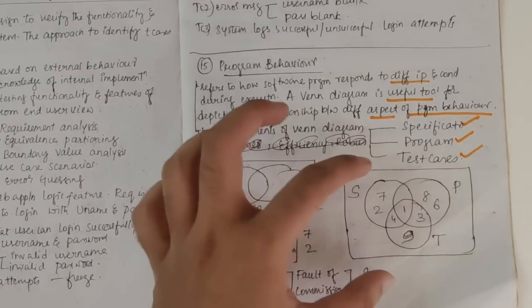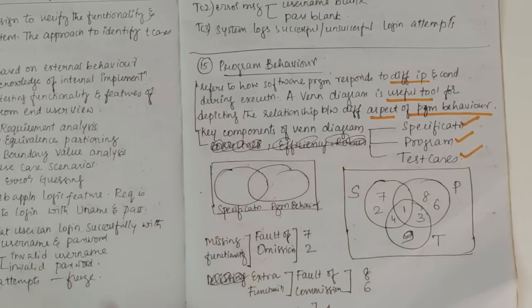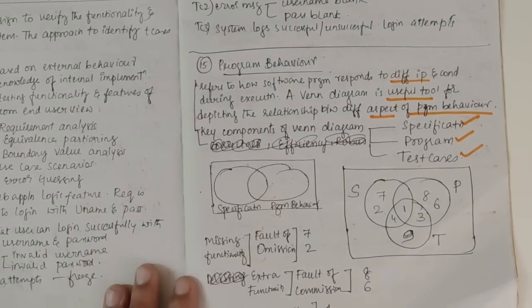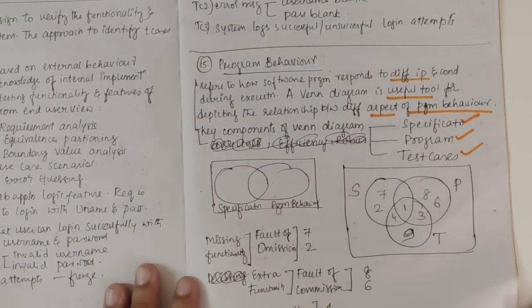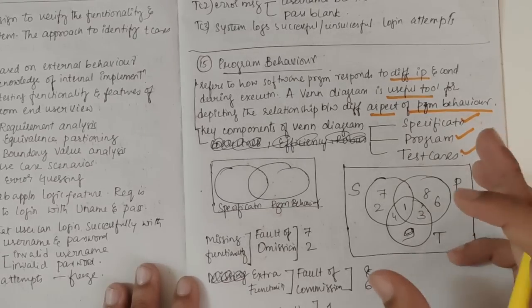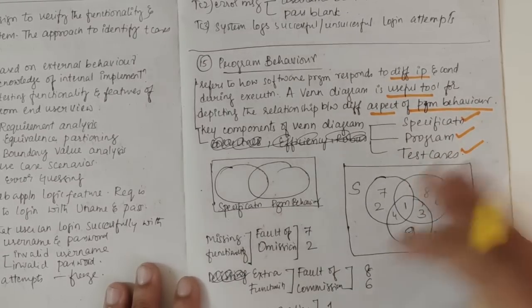From this particular diagram, we can explain 3 or 4 points further. Firstly, we have the correct portion. In the correct portion, the program is executing properly, so the software is responding properly to all sorts of inputs.